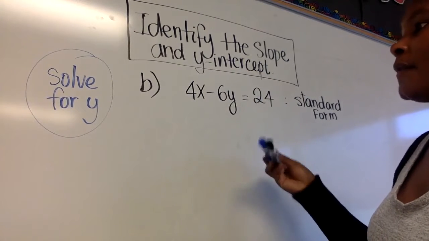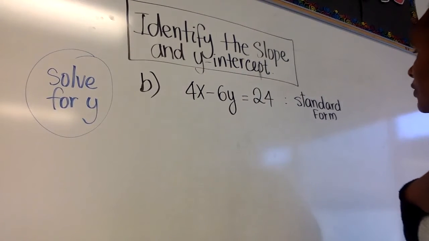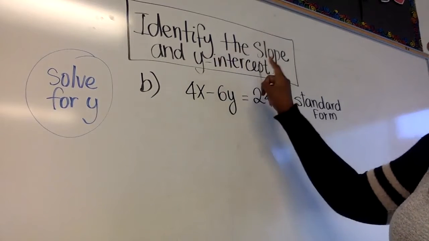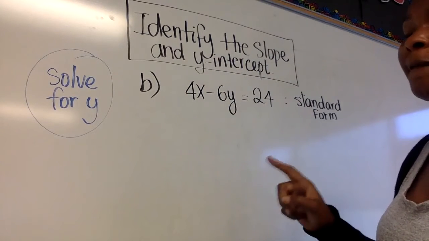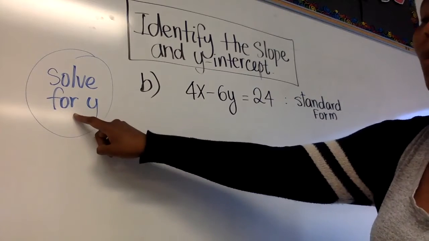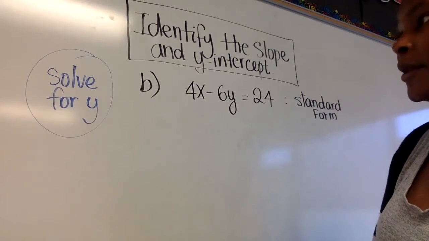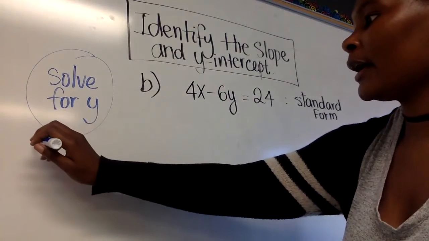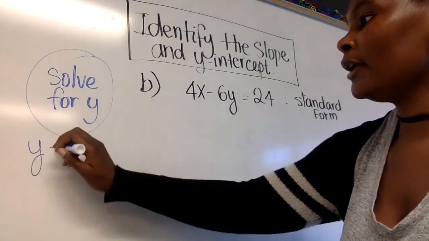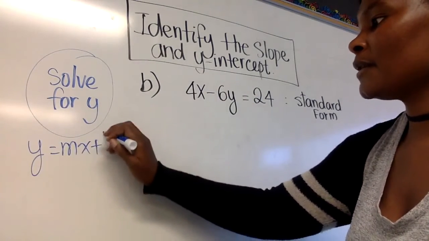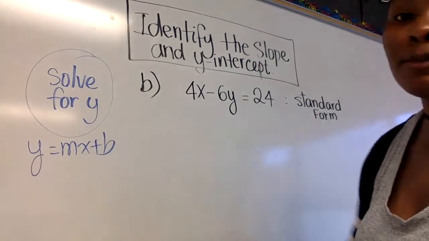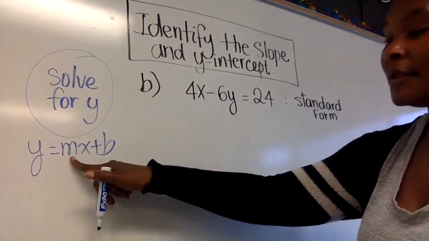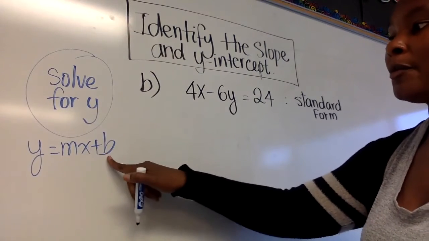So when I ask you to solve this, to find the equation of a line, so to identify the slope and the y-intercept in standard form, the first step you want to do is solve for y. The reason is, remember, the general equation of a line in slope-intercept form is y equals mx plus b, and here you see that y is already solved for. Because y is already solved for, we can identify the number for m and the number for b.